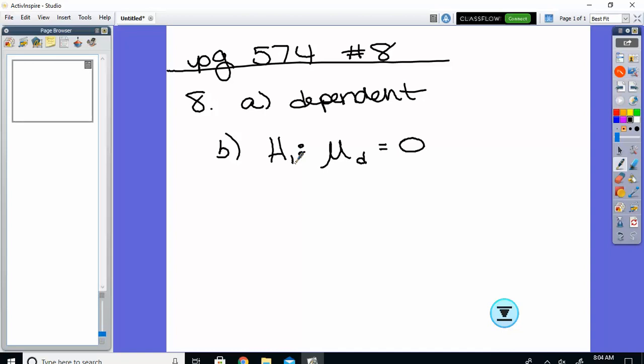We are trying to test, if we're looking at part B, does the sample evidence contradict the belief that an individual's height and arm span are the same? So what would be my alternative hypothesis? Okay. Then how do we set this up?